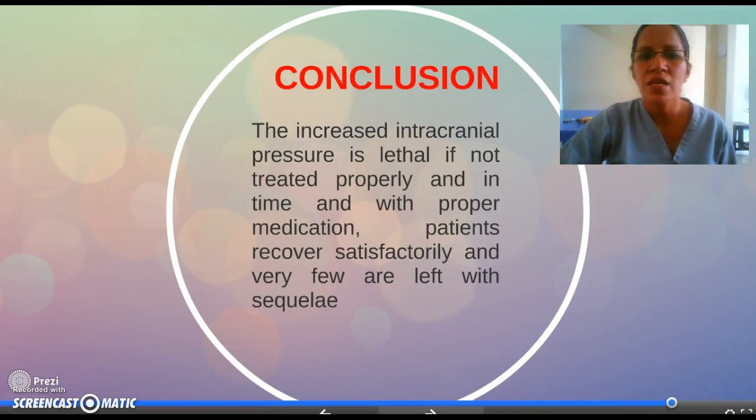Conclusion: increased intracranial pressure is lethal if not treated properly, in time, and with proper medication. The patient recovered satisfactorily, was very fit, and left without sequelae.